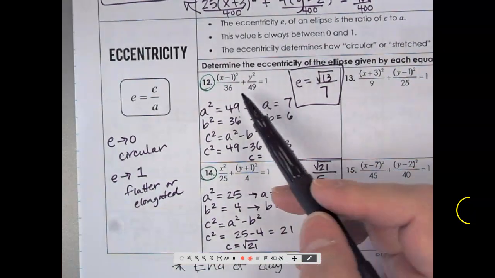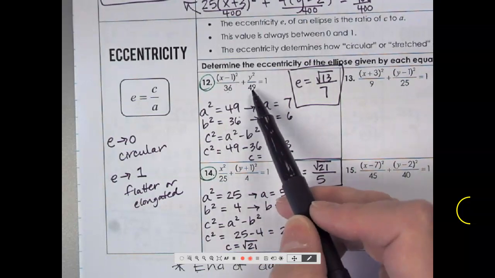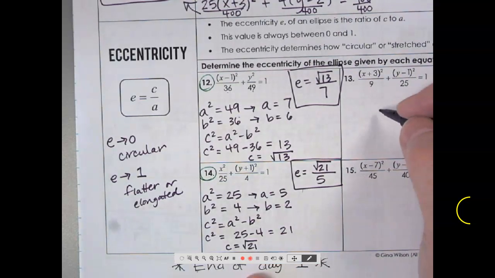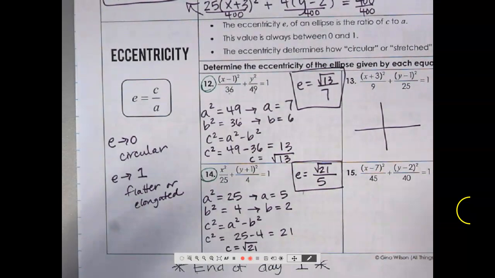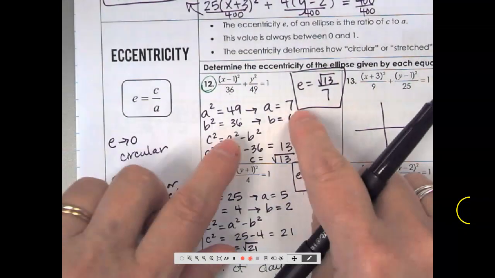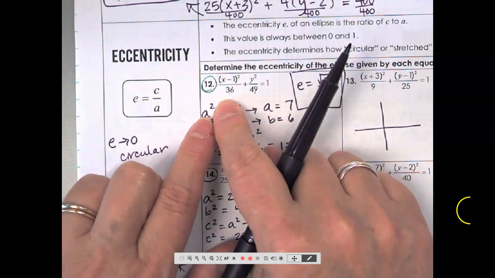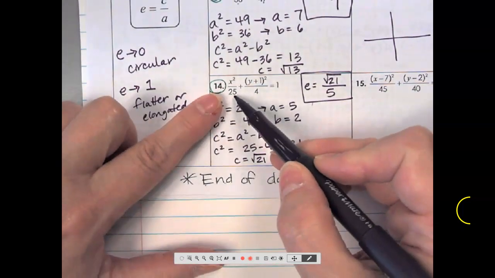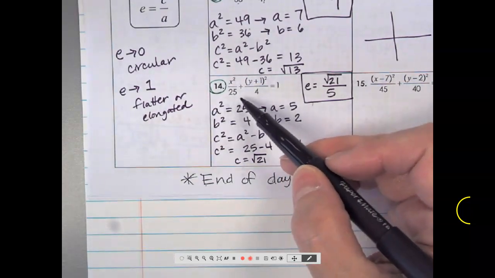Okay, so we'll picture this. So see how this is 36 and this is 49. So A is 7, but B is 6. So we're not going out very different amounts from the center. You can picture that that would be more circular. If I go up, down 7, left, right 6, that's kind of almost the same. Okay, but this one, I'm going left and right 5, up and down 2. So it's more like an oval.